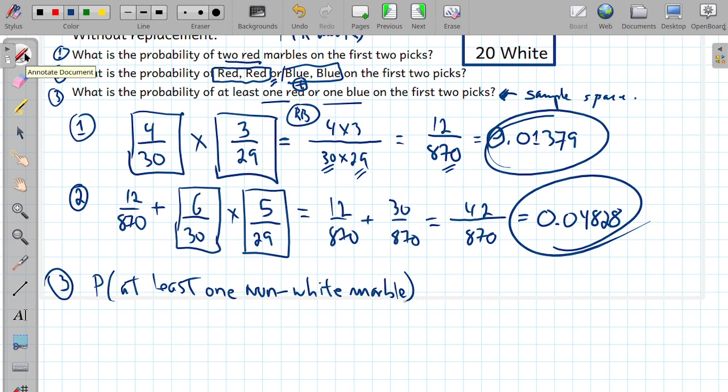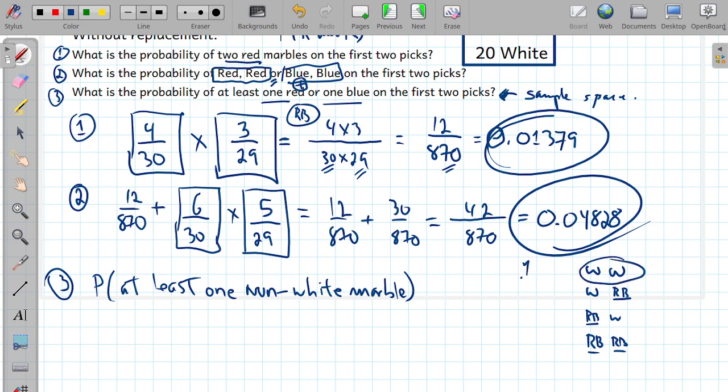So we can have a white marble and a white marble. There's one outcome. We can have a white marble on the first and an RB on the second. Or I can have my RB on the first and then a white marble on the second. Or I could have an RB and an RB. These are really the only 4 ways this is going to happen. So the easiest way to answer this question is to do this.